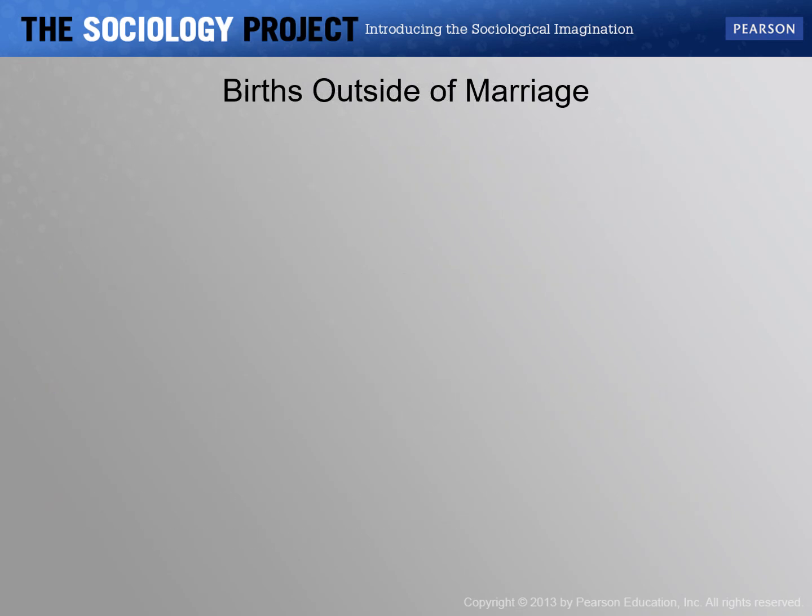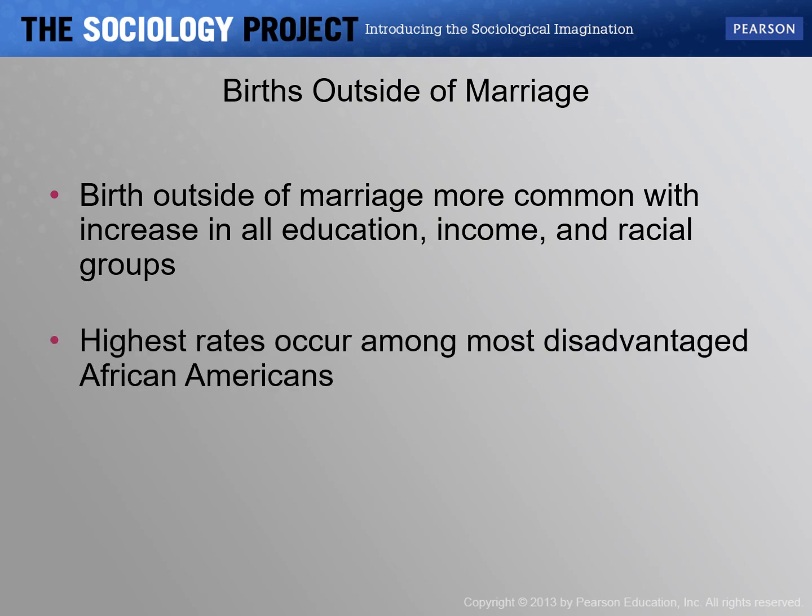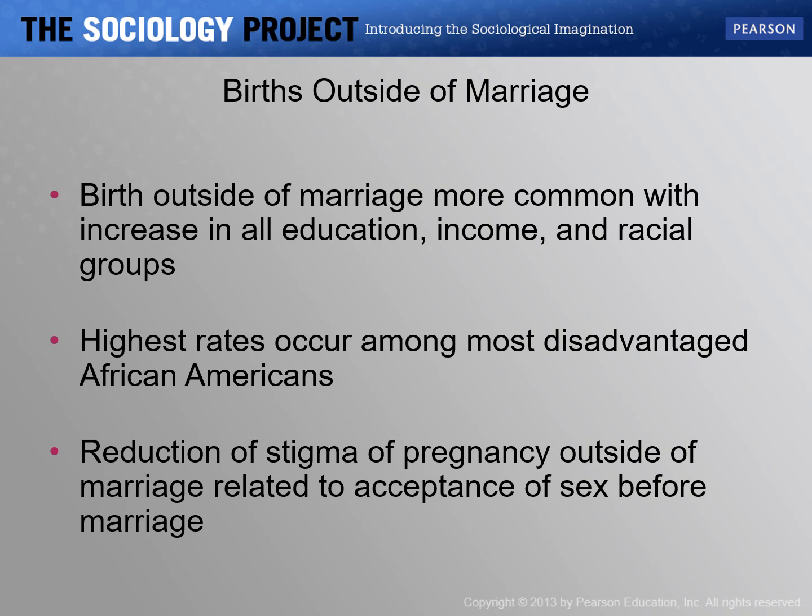Births outside of marriage have been decreasing. They're common, and they increase in all education, income, and racial groups, but teen pregnancy has gone down. The highest rates occur among the most disadvantaged people, including African Americans and Latinos. Reduction in the stigma of pregnancy outside of marriage is related to acceptance of sex before marriage. So people don't necessarily judge other people if they have a baby before they're married.